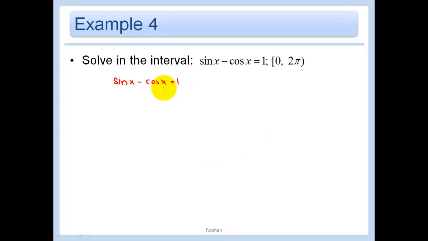So what I'm going to do first is isolate the sine on a side by itself and isolate the cosine on the other side. So let's scoot the cosine over to the right.